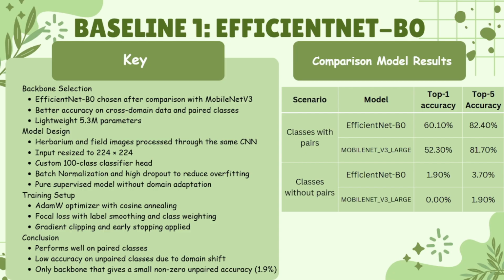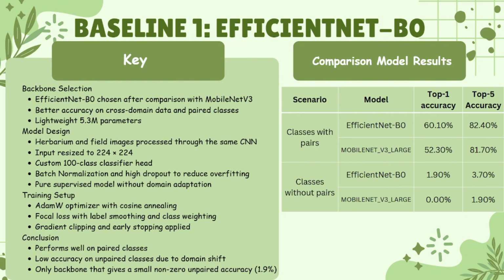Baseline 1 uses a simple mixed-stream CNN where herbarium and field images are passed through the same model. We tested two lightweight backbones and selected EfficientNet B0 because it performs better than MobileNet V3, especially in overall accuracy and in classes that have both herbarium and field samples.